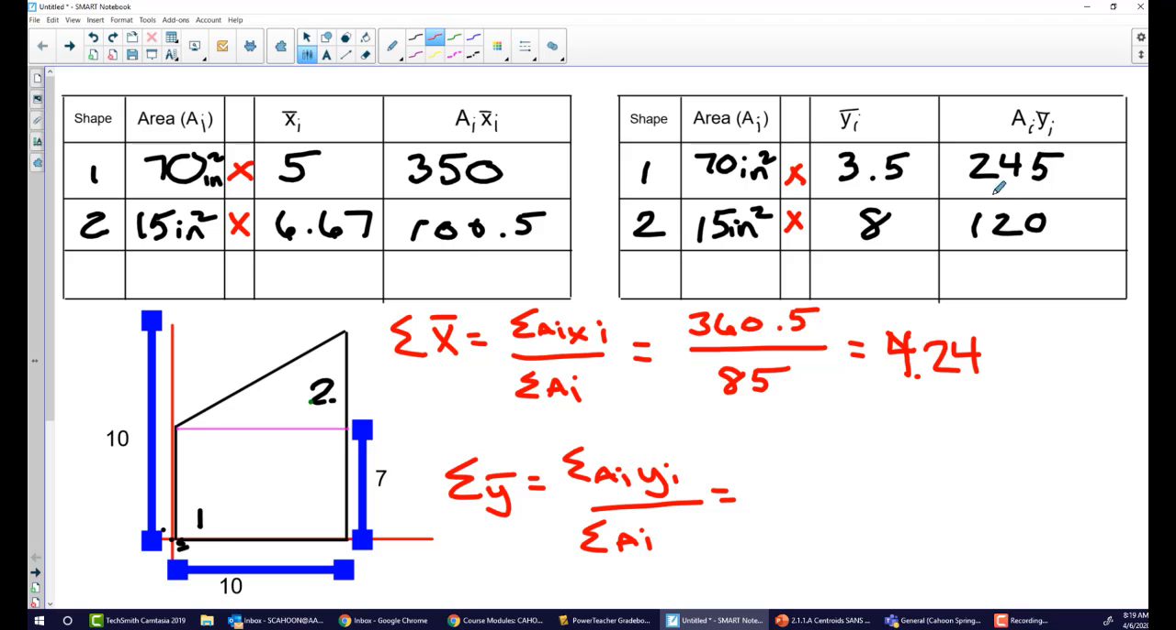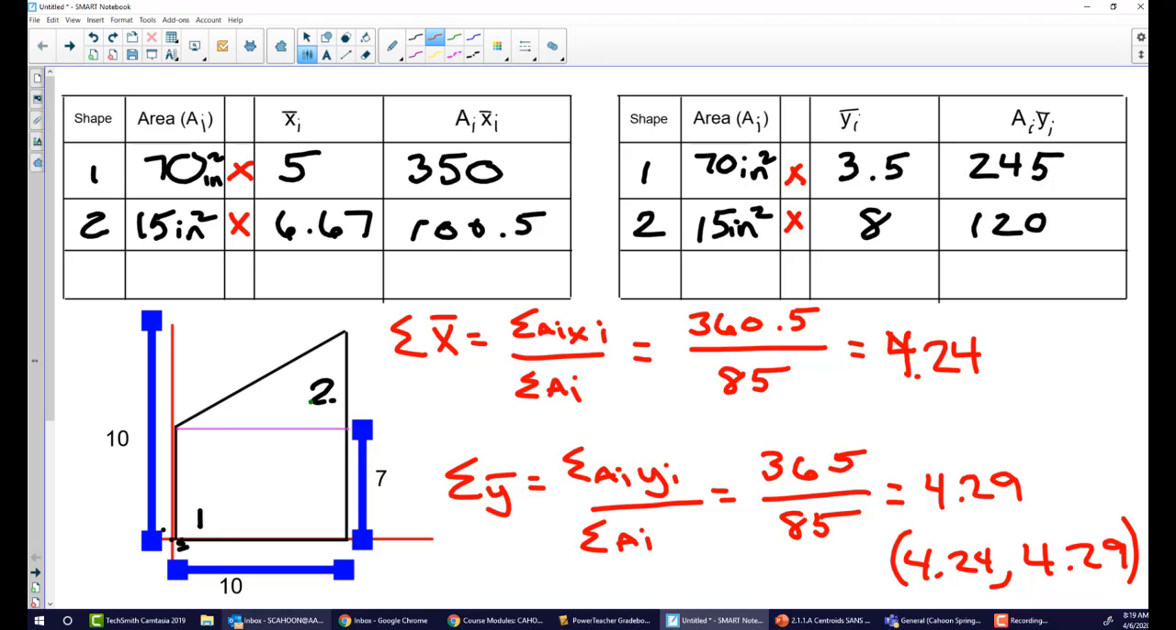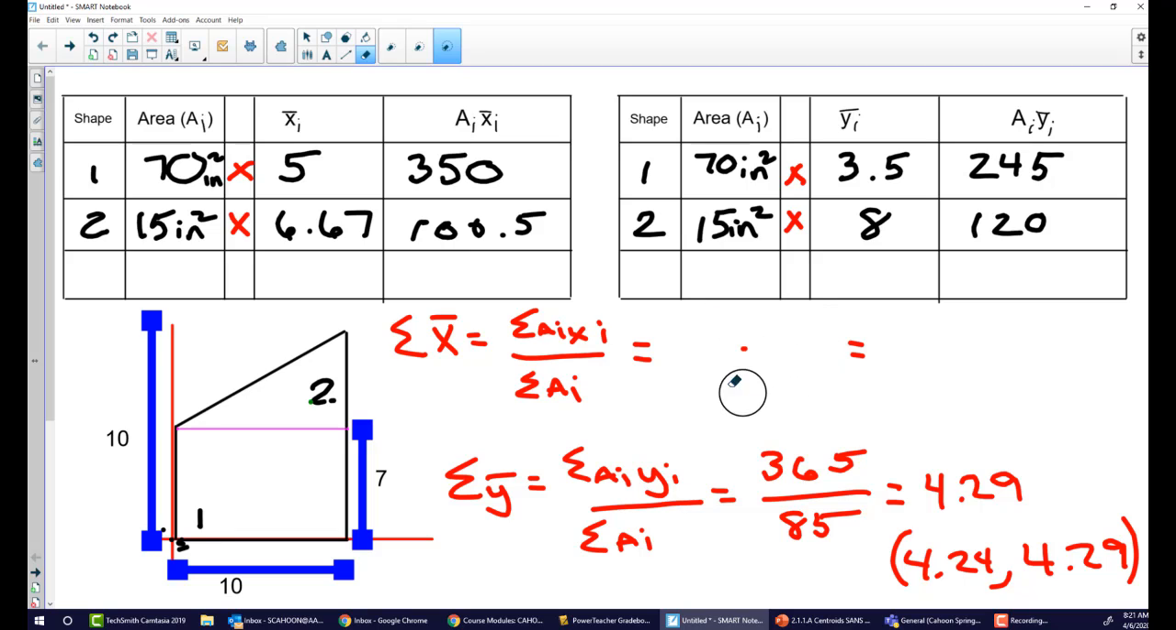So we go over here and we say, okay, the sum of these, 245 plus 120, is 365. Okay, so 365 divided by our sum of areas, which stays the same because our areas are the same here as they are here. So that's going to be 85. And 365 divided by 85 is 4.29. Okay, so that's our new coordinates, 4.24 and 4.29. So if I asked you the x coordinate of the overall shape, you just found a mistake in my math, and hopefully you all already caught it. I'm sure you did. This is where you'd all be yelling out in class telling me that I made a mistake. And you know me, I'm okay with that. I added this wrong. I don't know what I was doing with my calculator, but I did something wrong, which is a good time to check things.